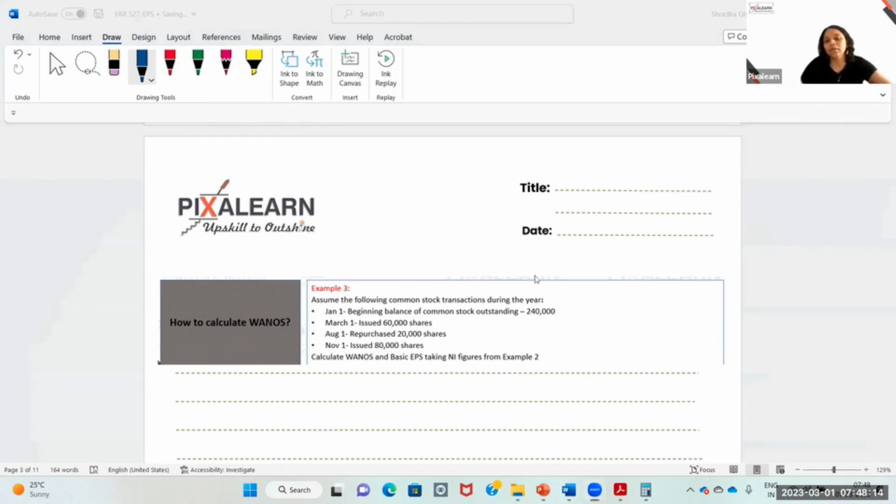The question is telling you to assume the following common stock transactions during the year. On Jan 1, there was a beginning balance of 240,000 shares. On March 1, we had 60,000 shares. On August 1, I bought back 20,000 shares. And on November 1, I issued a fresh 80,000 shares. You're supposed to calculate the WANOS, and then calculate the basic EPS, taking the net income figures from the earlier example that we just finished. Is that clear?